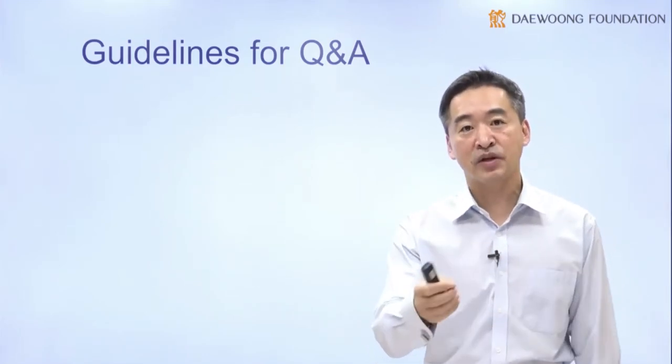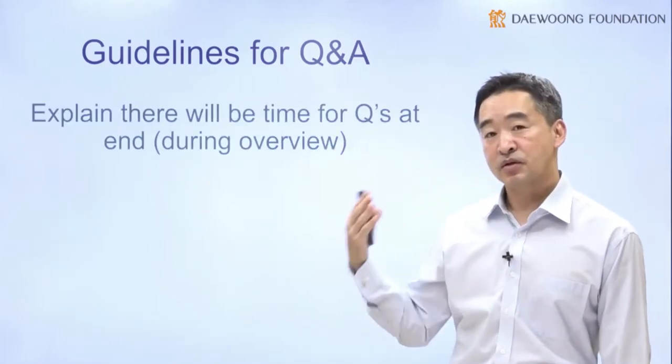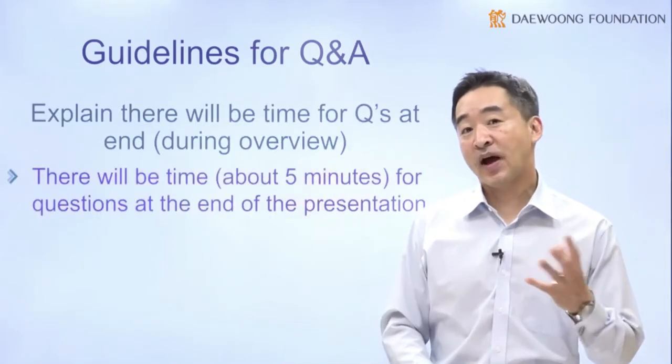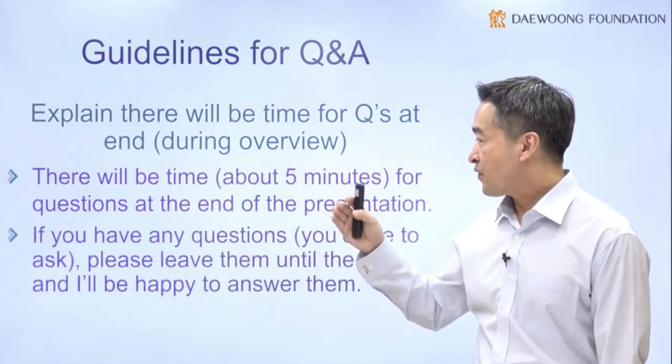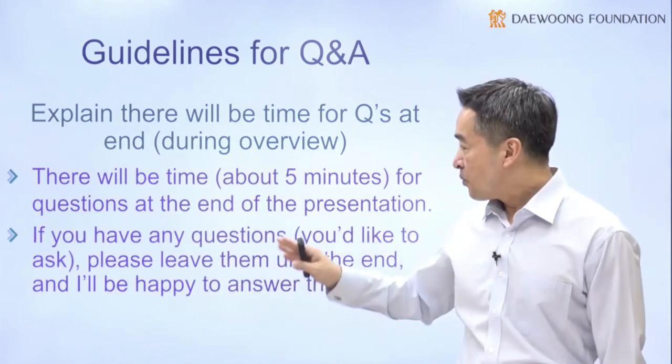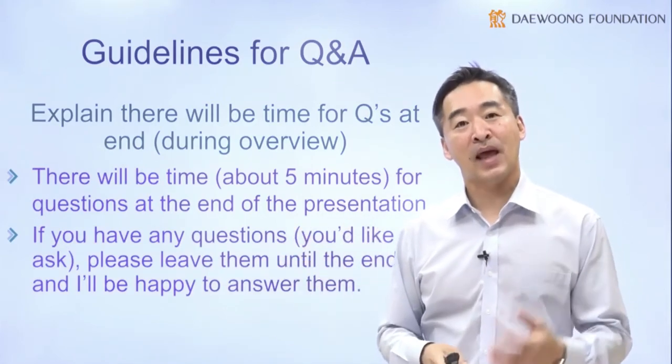Now, also during our overview, it's a great time to give expectations to the audience if you have a question and answer period, which most of us, when we give a speech or a presentation, especially in the corporate world, will have, because we're going to get questions from the people who are listening. So this is a good time to set that expectation. You can say something to the extent of, there will be about 5 minutes at the end for questions. Or, if you have any questions, please leave them until the end and I'll be more than happy to answer them.